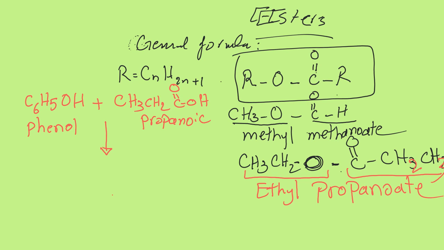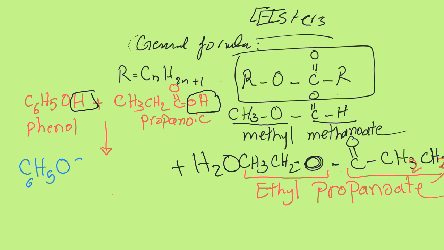We take the OH from the acid part and the H from the alcohol part to form a water molecule, and then you copy the structure: C6H5O, and then what should we write? C double bond O, CO, CH2, CH3.